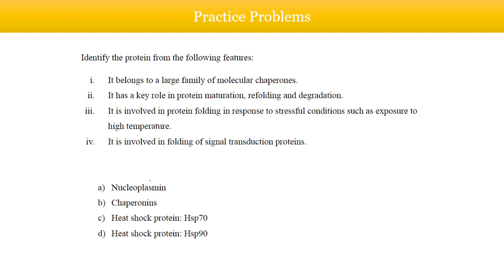Now identify the protein from the following features. It belongs to a large family of molecular chaperones. Okay, so it belongs to chaperones. It has a key role in protein maturation, refolding, degradation, involved in protein folding in response to stressful conditions such as exposure to high temperature, and involved in folding of signal transduction proteins. So just because it says molecular chaperones, it has to be in the category of heat shock proteins. And the other one is exposure to high temperature. So just because it is exposure to high temperature, based on 70 and 90, 90 would be the one. So heat shock proteins.